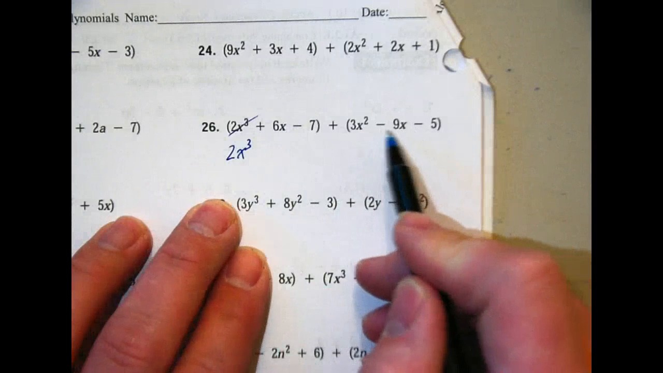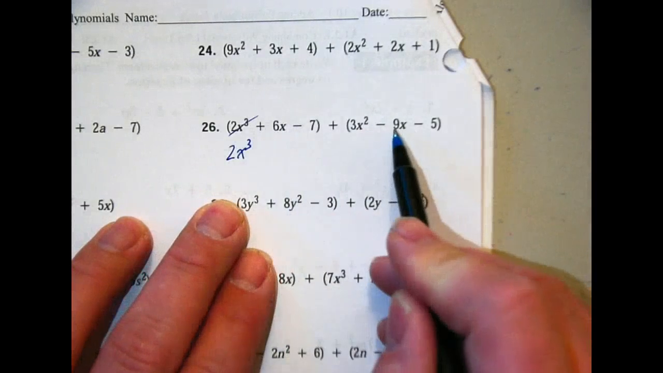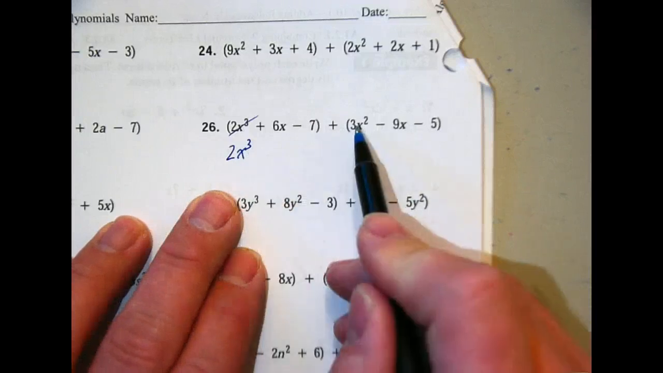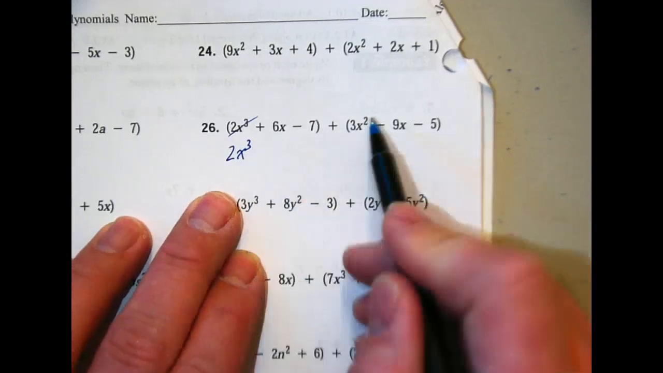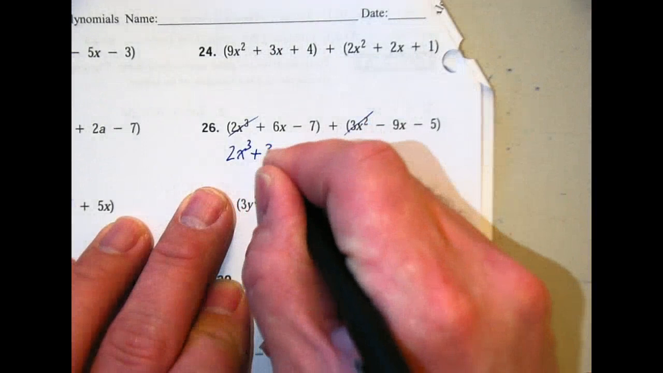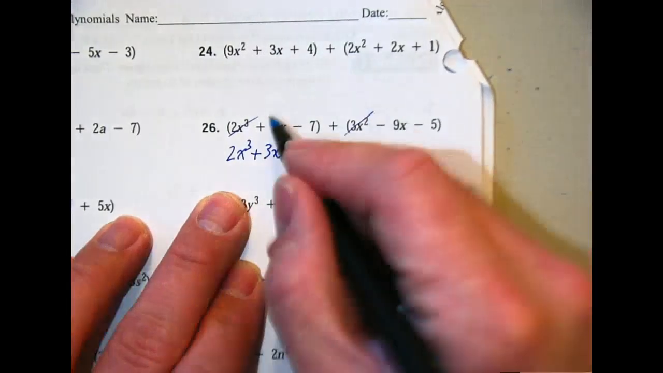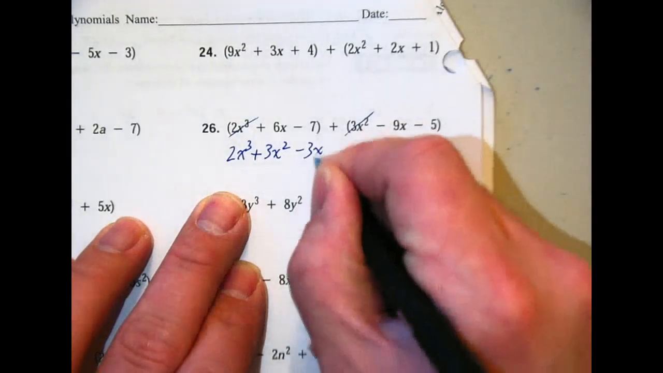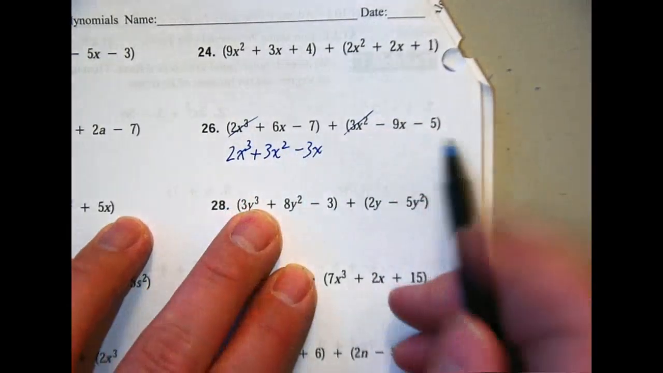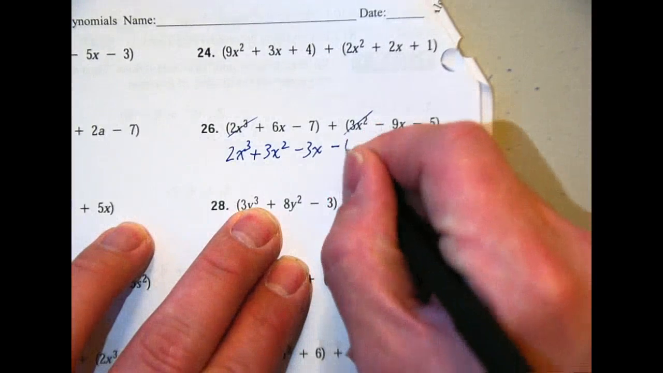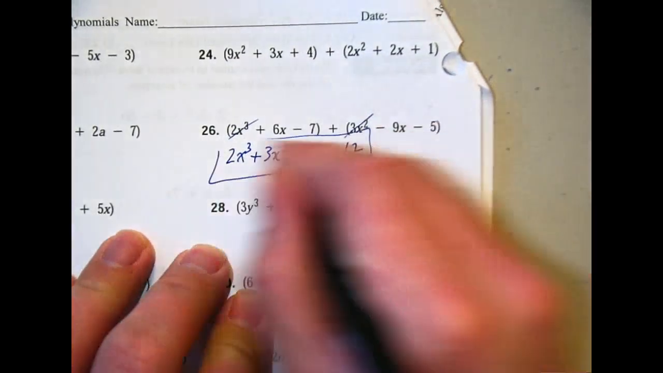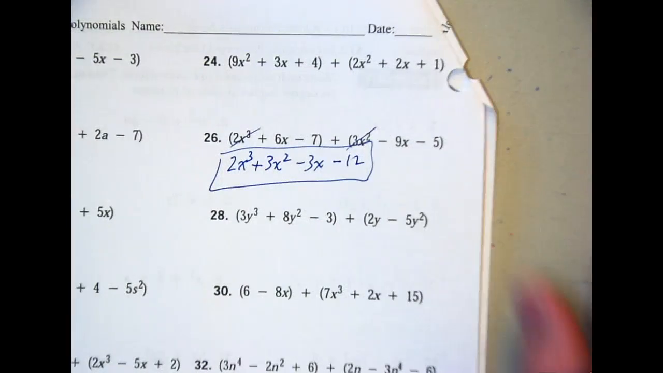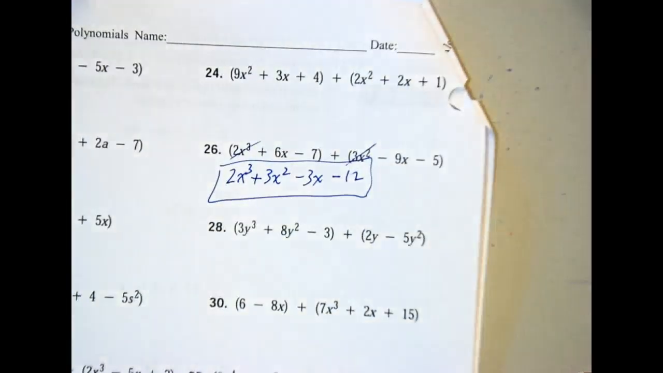x's? Well, I've got negative 9x, but notice I have this x squared here. The next degree after cubic is squared, and I have an x squared here, but I don't have any over here, so that just means I put them next to each other. And then I've got my x's. I got positive 6 and negative 9, or negative 3 x's. And then negative 7 constants and negative 5 constants, so a grand total of negative 12 constants. Make sure you don't add those two powers or anything. Good question. Any other questions that came up?